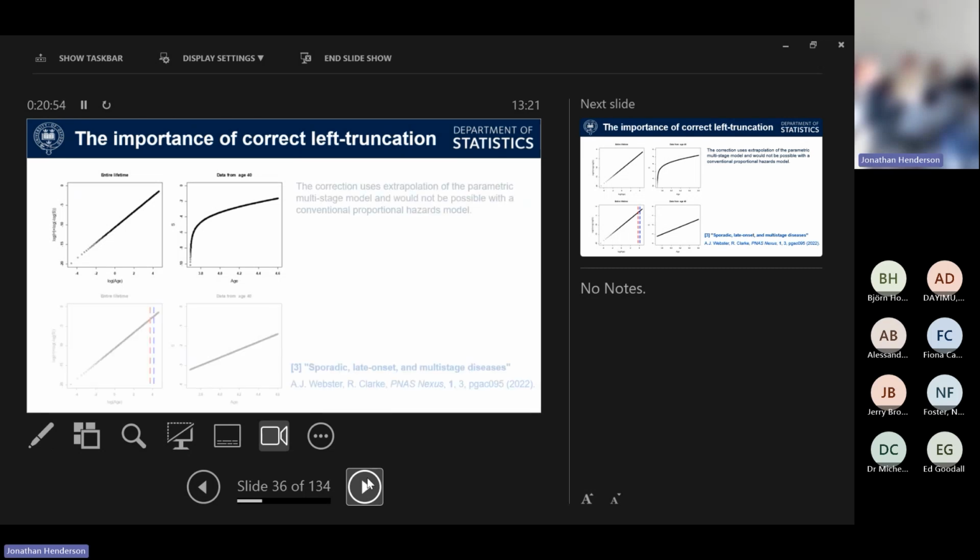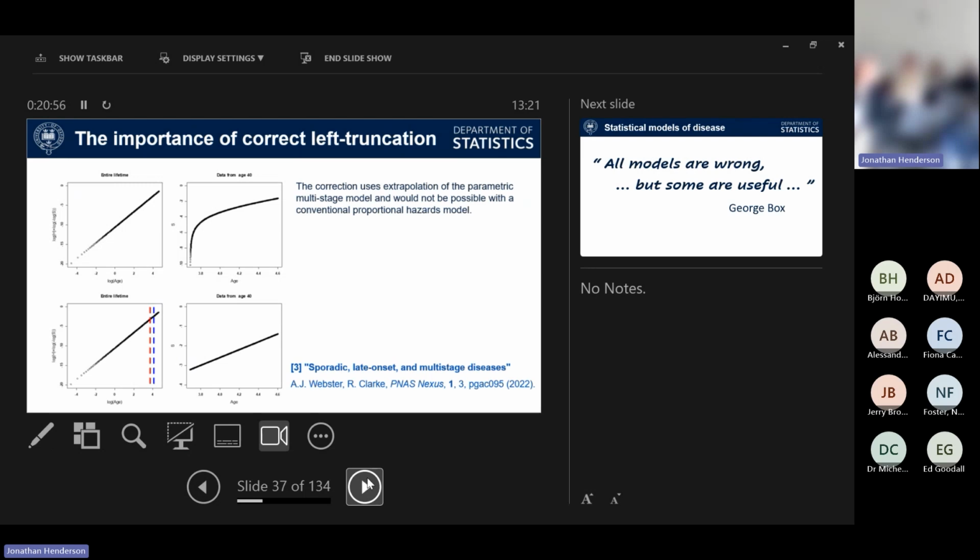However, if you make an adjustment to correct for the fact that you've left truncated in this way, and I show how to do this in the paper, then you regain this lovely straight line, and you form a very different conclusion to what you would originally have had. To make this correction, you really need a parametric model. I don't think you could do this very easily with a Cox model.